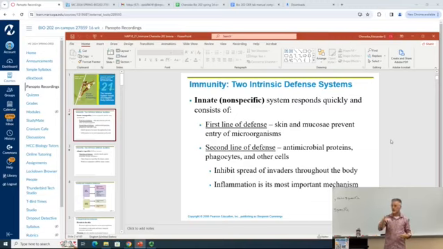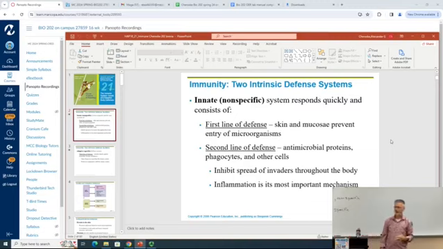There are going to be those that are going to be quicker, that are non-specific. They're like, I don't know what that is, but it doesn't look like us, so I'm going to try to kill it. And then there are also going to be specific defenses like, wait, let me take a closer look at that so that I can identify it and potentially protect us from it in the future. Because the third line of defense has memory. Okay, that's a key aspect of it, is that it has memory.